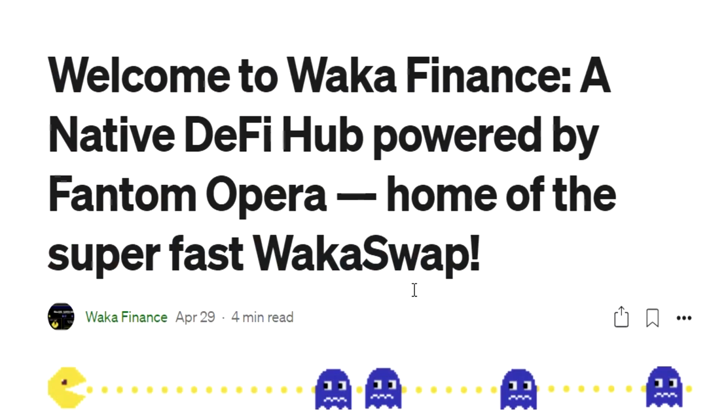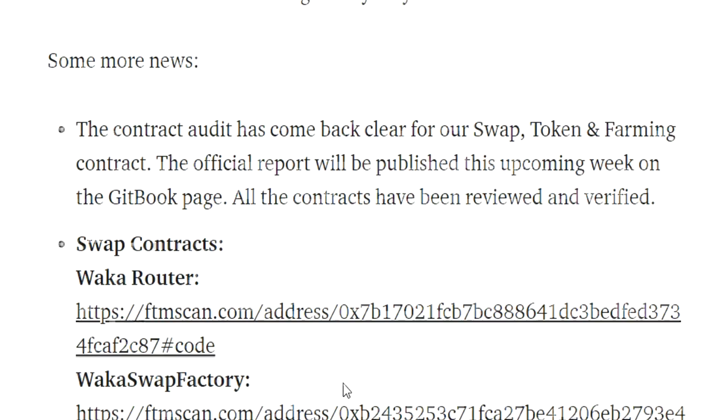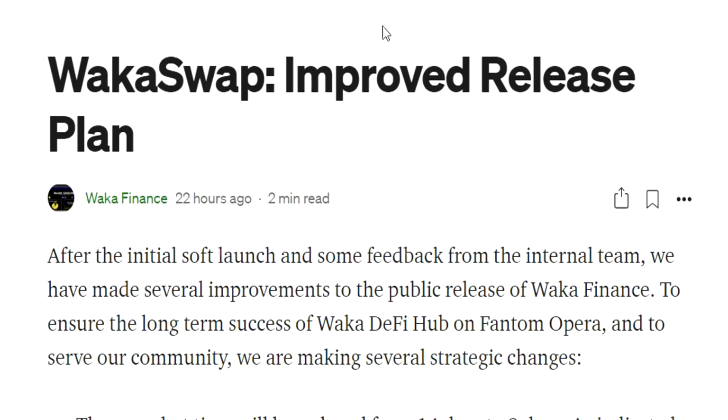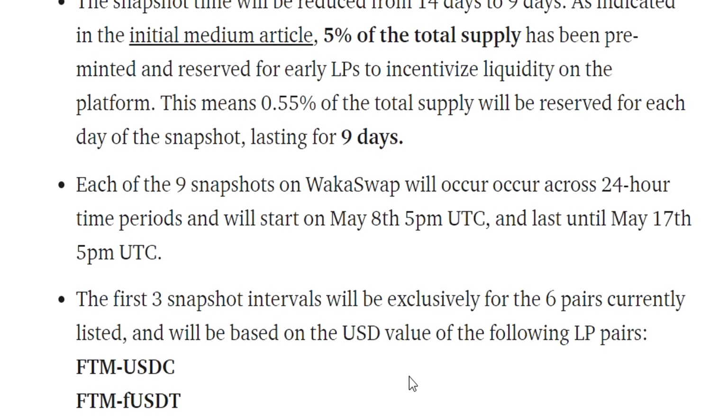They basically soft launched. So they launched and they opened their community, and they haven't dropped any of the WAKA tokens yet, and they haven't allowed any of the WAKA tokens to be farmed. They built kind of a community and started asking the community for some feedback, and they got enough feedback that they could produce this improved release plan. So let's go down and talk about a few of these things here.